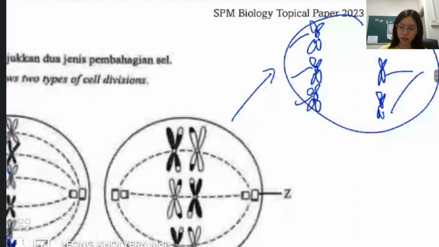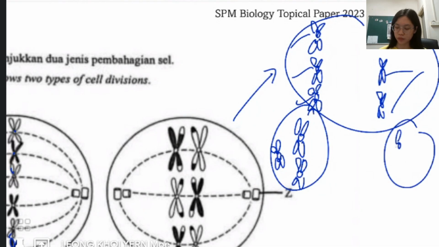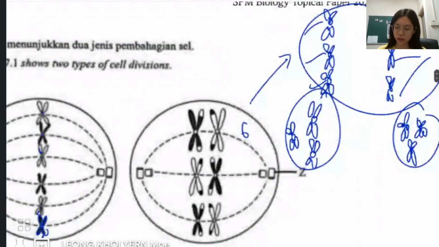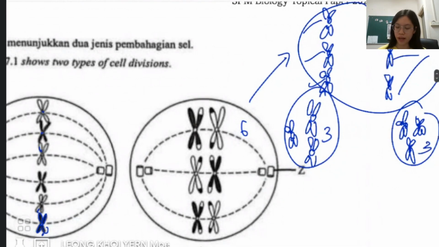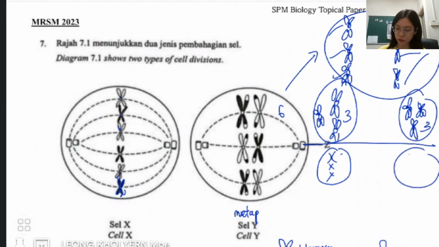So at meiosis 1, you can see that each cell already has half the number of chromosomes. At first there were 6. Now the separation of the homologous chromosomes leads to each of them having 3. And it does not stop here; there is still the separation, so they will align for meiosis 2.